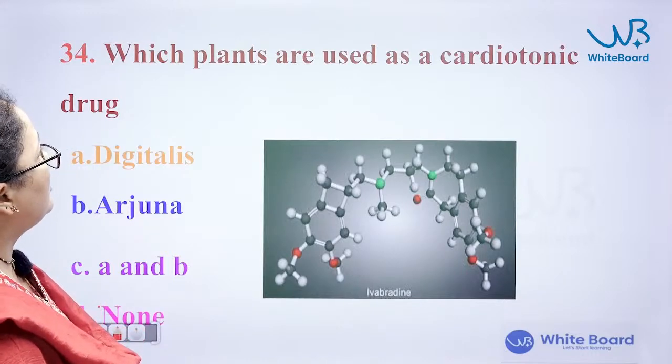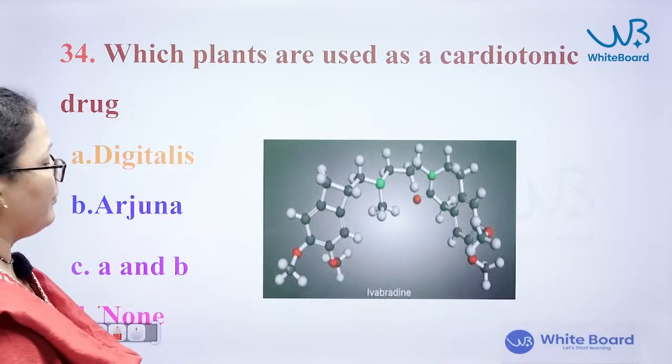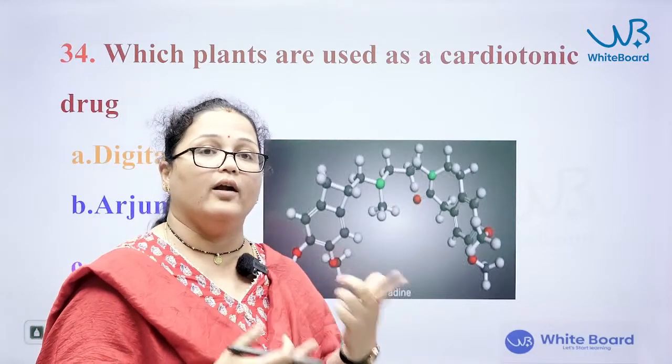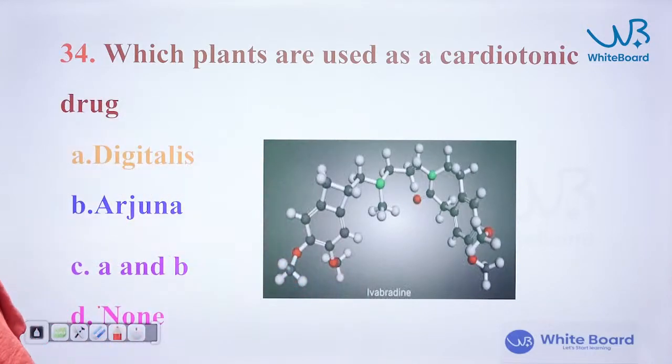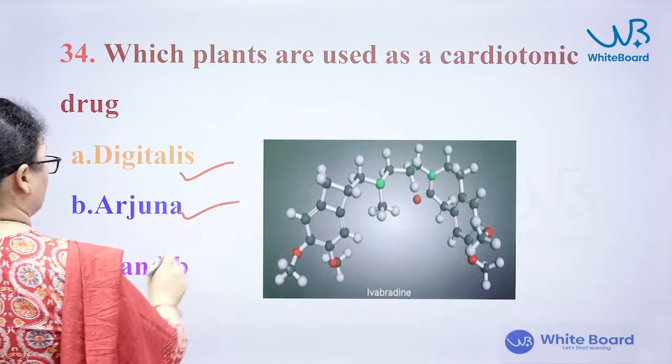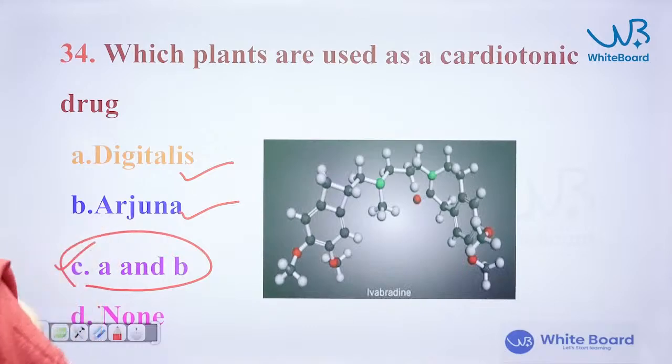Next, which plants are used as a cardiotonic drug? Means which will affect or act on your heart. Digitalis, yes, Arjuna, yes. So, both options are correct. The correct answer is option C, A and B.